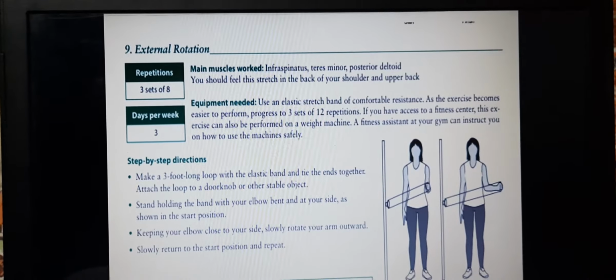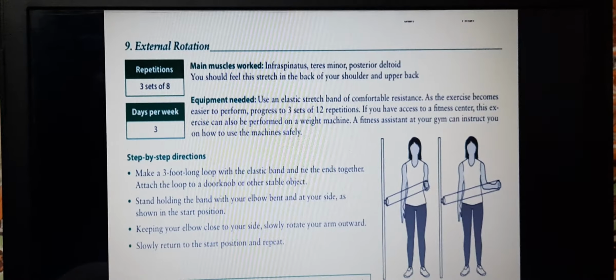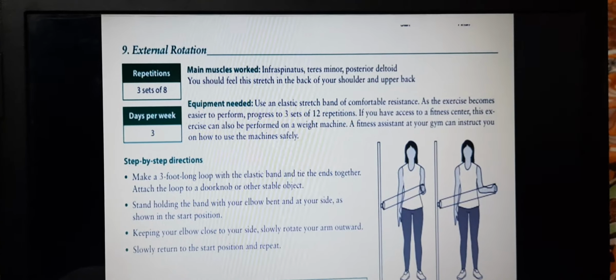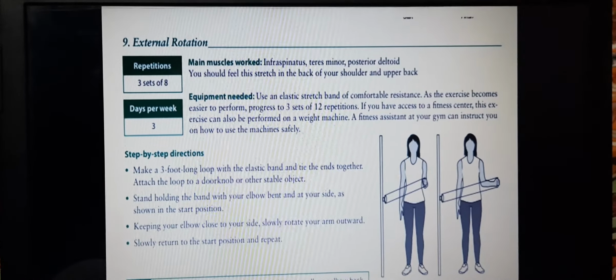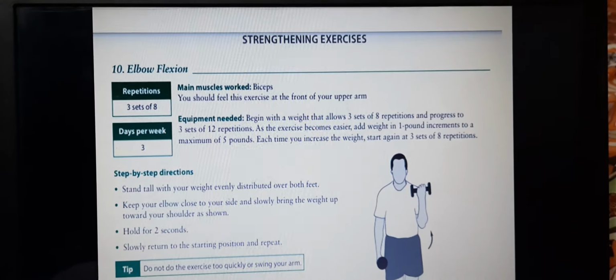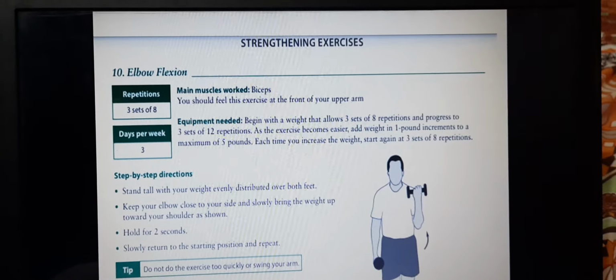External rotation. Main muscles involved: infraspinatus, teres minor, posterior deltoid. You should feel the stretch in the back of your shoulder and upper back. Equipment needed: same. Repetition 3 sets of 8, days per week 3. Elbow flexion. Repetition 3 sets of 8, days per week 3.